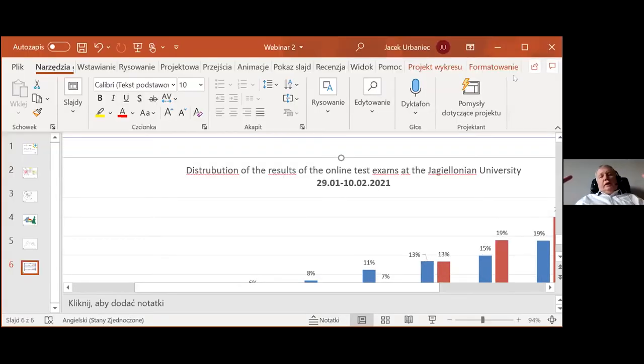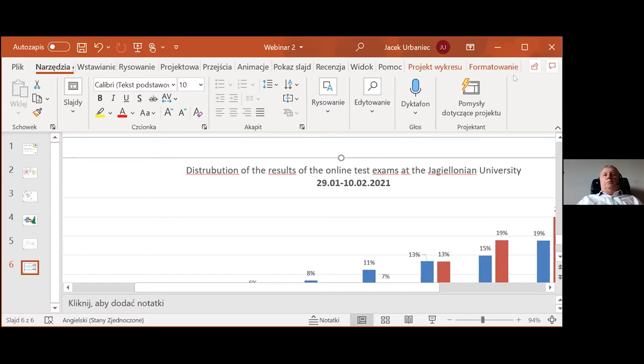The main idea is that the results of monitored online test examinations were much worse than those not monitored during the last session. And this is important from the point of view of sociologists. So there's an essential difference.